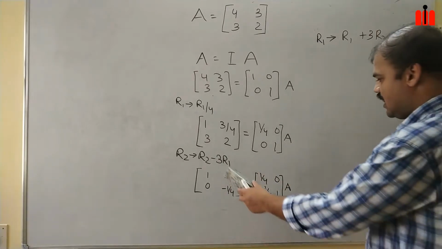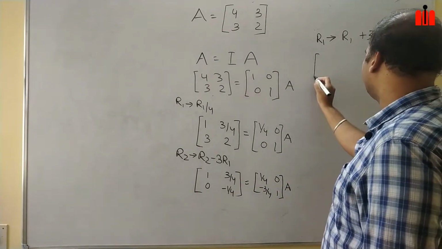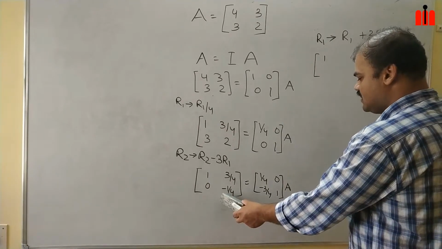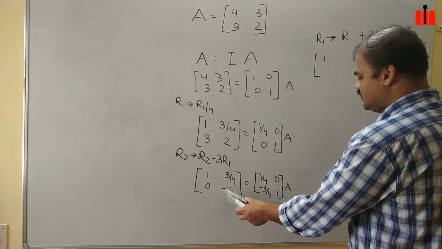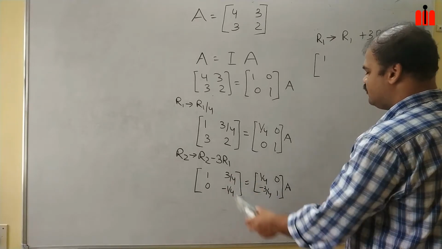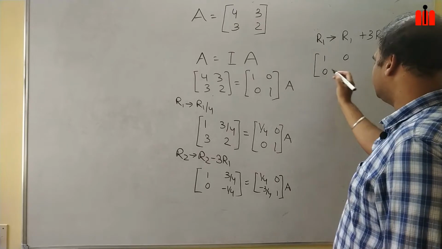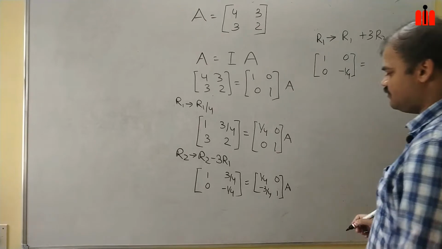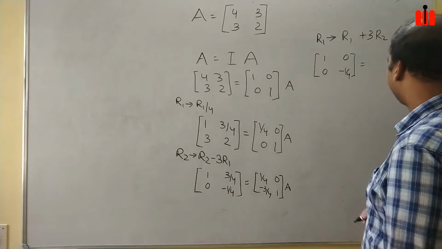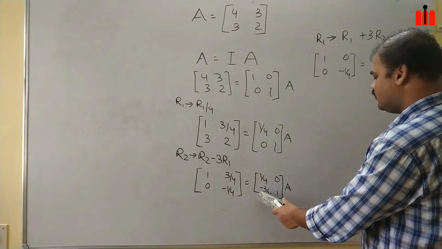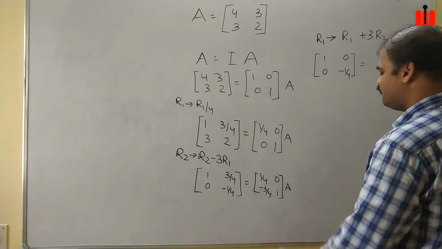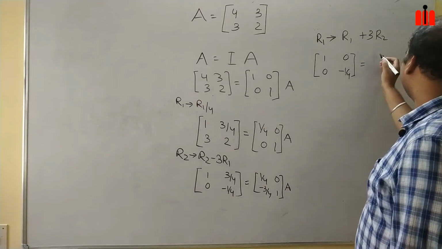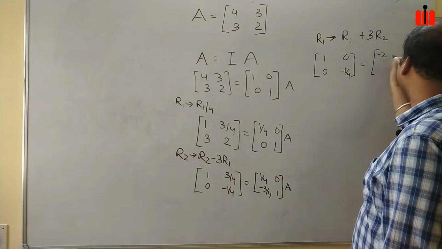Now once you do R1 plus 3 R2, your matrix will become 1, and here minus 1 by 4 into 3. So minus 1 by 4 into 3 will be minus 3 by 4, plus 3 by 4, it will become 0, 0, minus 1 by 4. So this will be my LHS. Now in RHS what will it become? 3 into R2 you will get minus 9 by 4. If you add with 1 by 4, you will get minus 8 by 4. So minus 8 by 4 means it is minus 2.